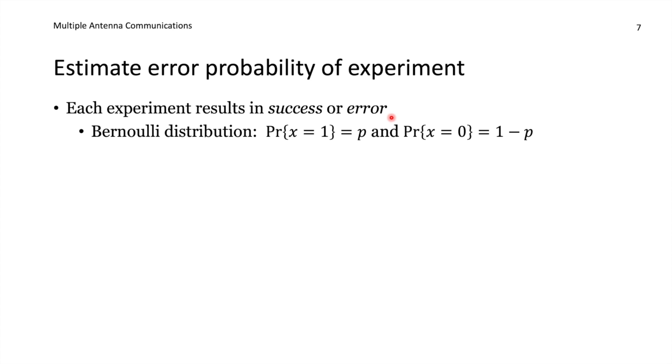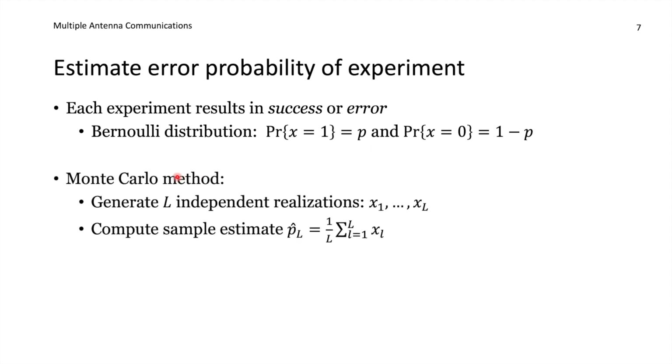Since the experiment has a binary outcome, either success or error, we can use a Bernoulli distribution to model this experiment, to say that an error occurs with probability p, and in that case we say that the random variable that is producing these experiment outcomes is equal to 1. And when it's equal to 0, we have a success, and that happens with probability 1 minus p. The goal now is to estimate the error probability. One can also estimate the success probability. They are just one minus the other one, but we will focus on the error probability.